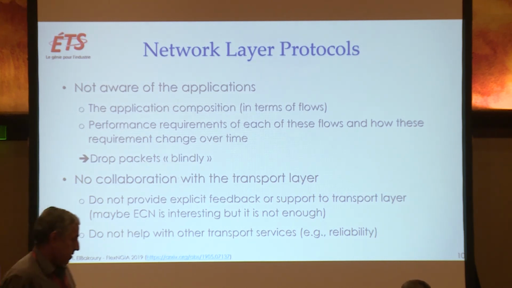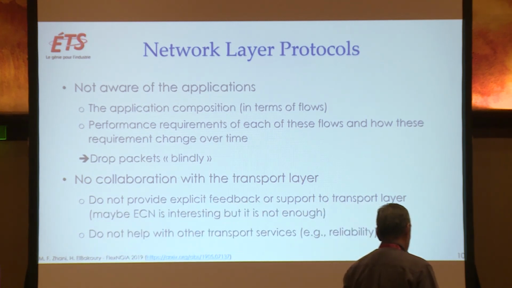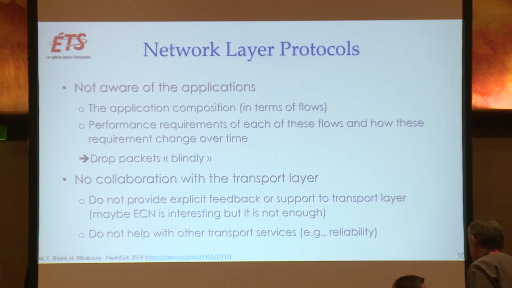In today's networks, there is no collaboration with the transport layer. There is ECN, which provides a little bit of collaboration between the network and the transport, right? But this is not enough. With ECN, for example, we cannot locate exactly where the congestion lies. So the network today does not help with other transport services. One of the main transport services is reliability. What if the network itself retransmits a packet because this packet is important, right? We don't have to wait for the endpoint, for the source, to retransmit it. So we will save a lot of time.